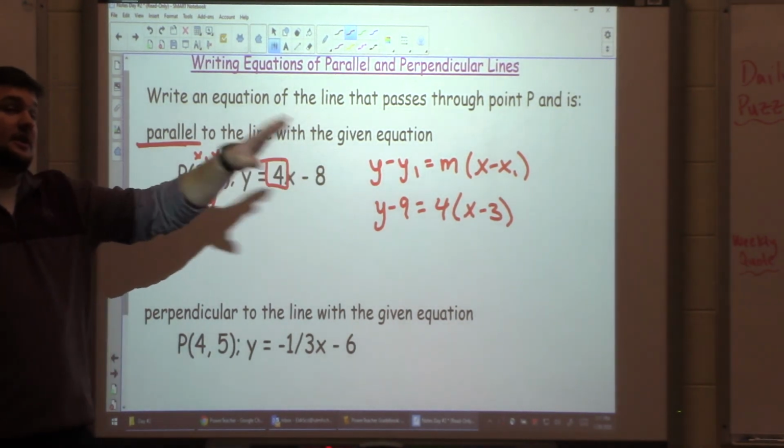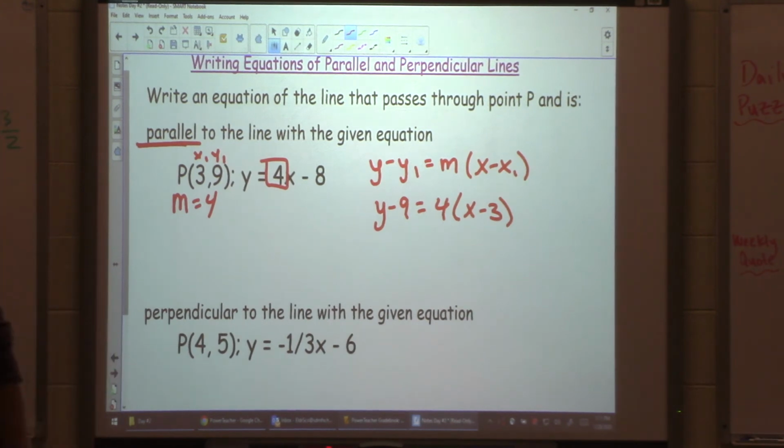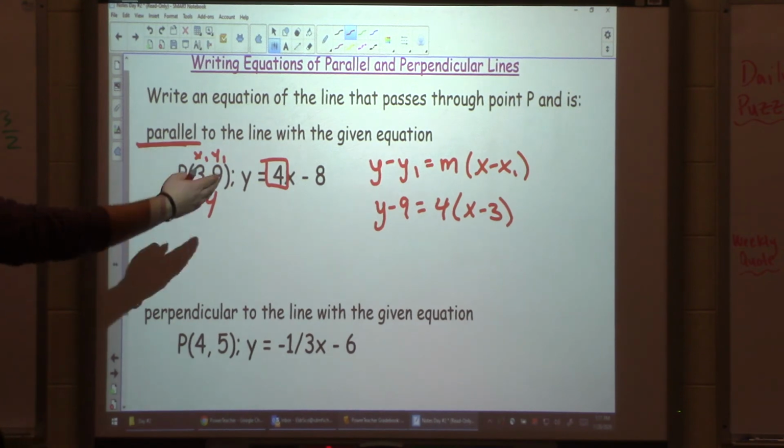Now, I'd be very careful when I'm reading directions that it might say, write an equation in slope intercept form. In which case we need to change this to slope-intercept now.